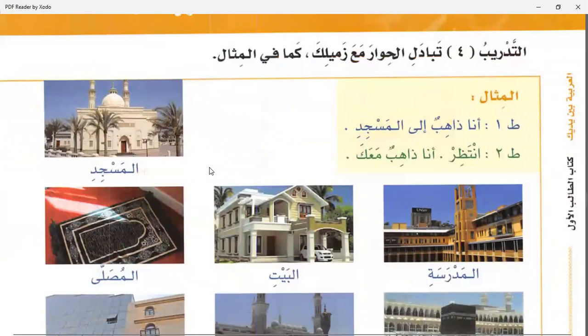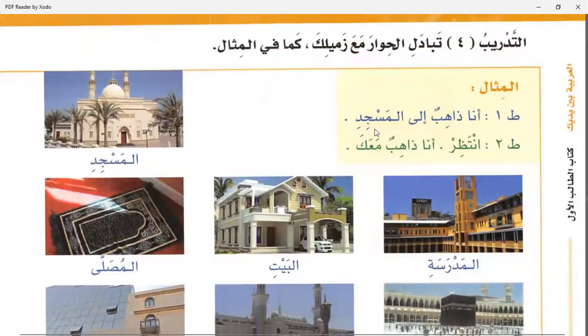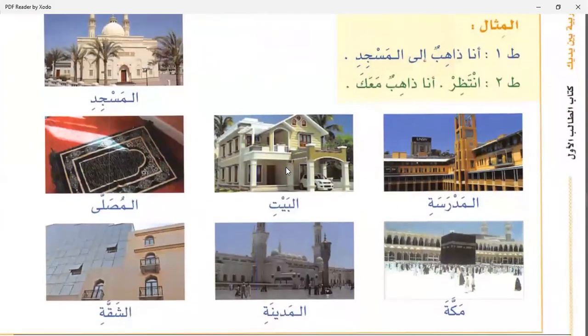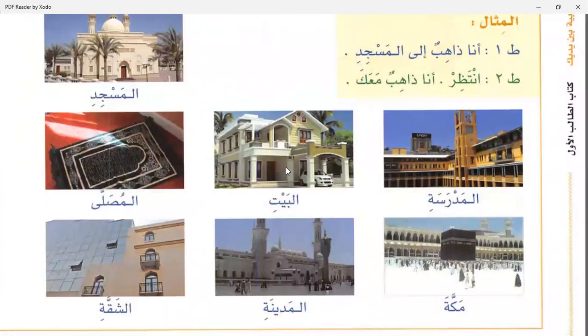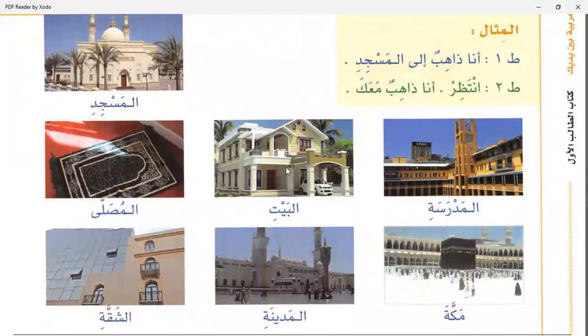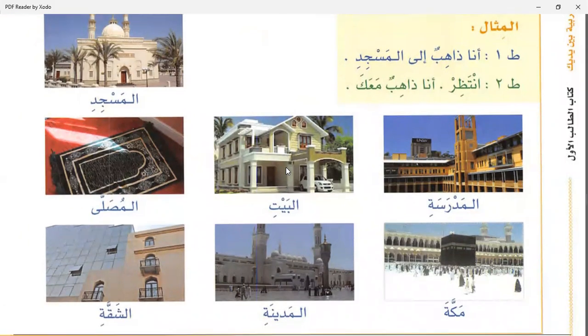So, the exercise by example. Ana dhahibun ilal masjid. I am going to the masjid. Intazir, wait. Ana dhahibun ma'aka, I am going with you. So intazir is also an imperative verb. I told you, whenever we order someone to do something, we use sukoon at the end of the verb. So who wants to read? Raise your hand. Miss Amin Abdi Hassan, you are the first student, and Miss Satya, you are the second student. And this verb intazir is only for male.